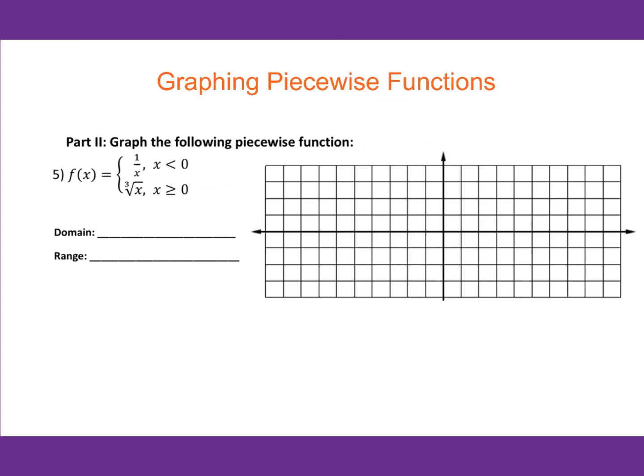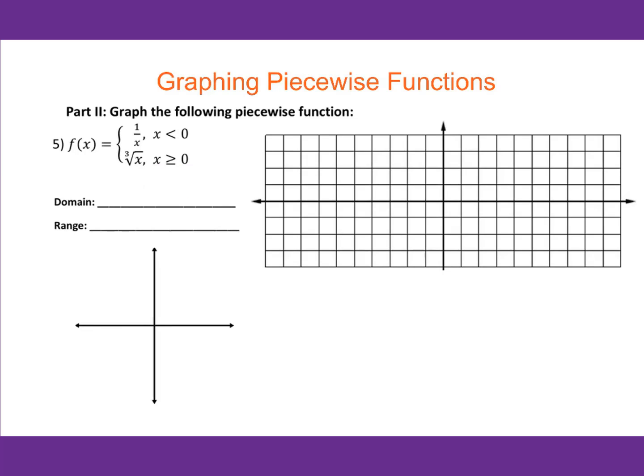For number 5, f of x equals 1 over x when x is less than 0, and equals the cubic root of x when x is greater than or equal to 0. The first piece is a rational function. Since this is a parent rational function, we know the graph will be like this.